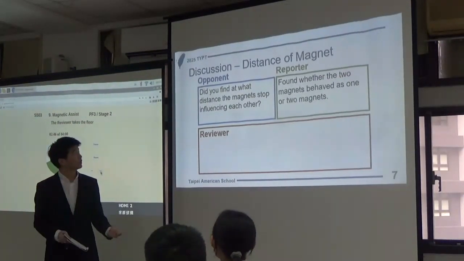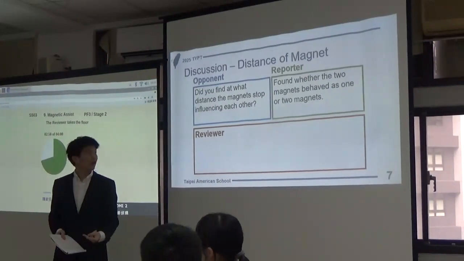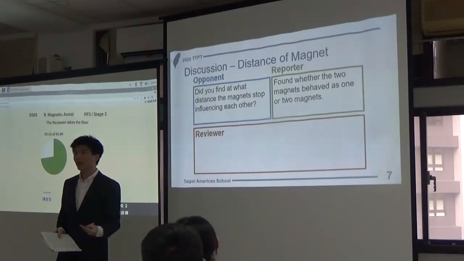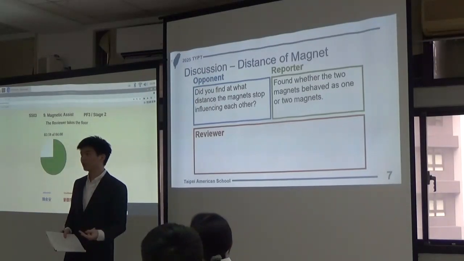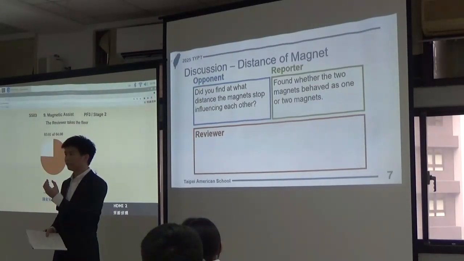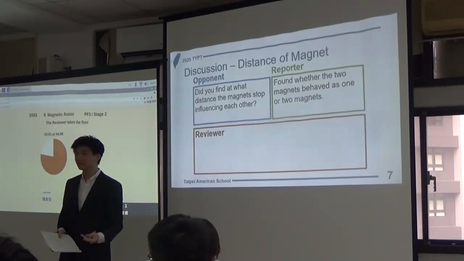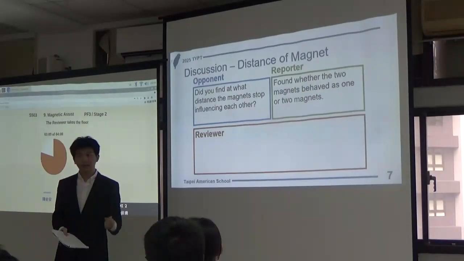The second discussion point was the distance of the magnet. This one I found slightly unclear, so the opponent asked at what distance do the magnets stop influencing each other, and I thought it was slightly unclear because I wasn't sure whether they were talking about the pendulum bob versus the magnets. However, the reporter said that they were talking about the fixed magnets positioned next to each other and how they interacted as 1 or 2 magnets. I found that the reporter's explanation was pretty clear, and asked to clarify later on.